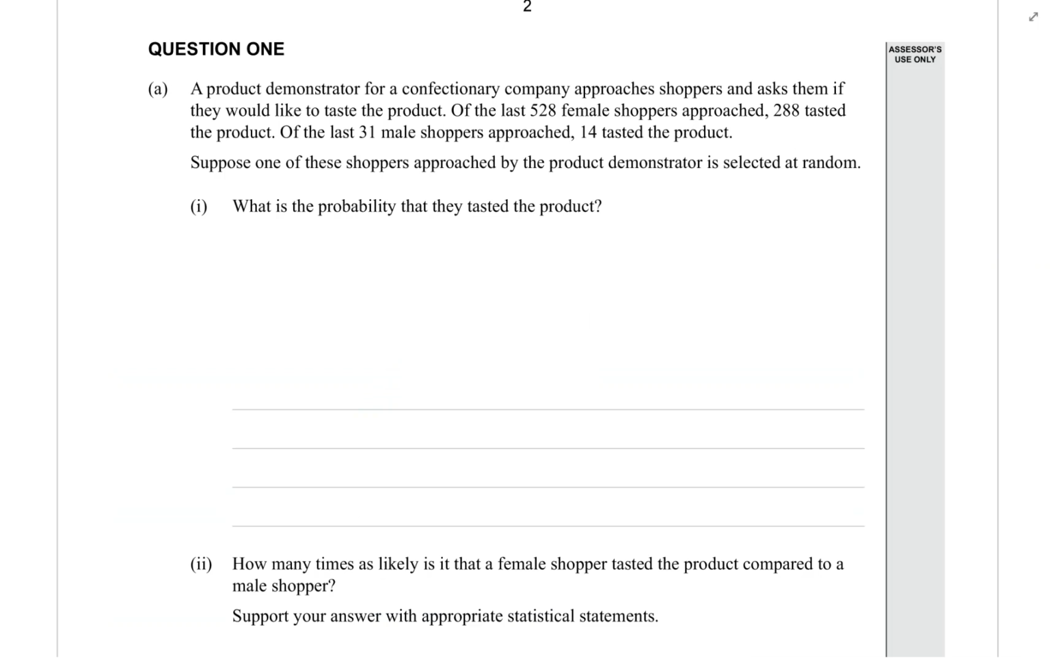A product demonstrator for a confectionery company approaches shoppers and asks them if they would like to taste the product. Of the last 528 female shoppers approached, 288 tasted the product. Of the last 31 male shoppers approached, 14 tasted the product. Suppose one of these shoppers approached by the product demonstrator is selected at random. What is the probability that they tasted the product?